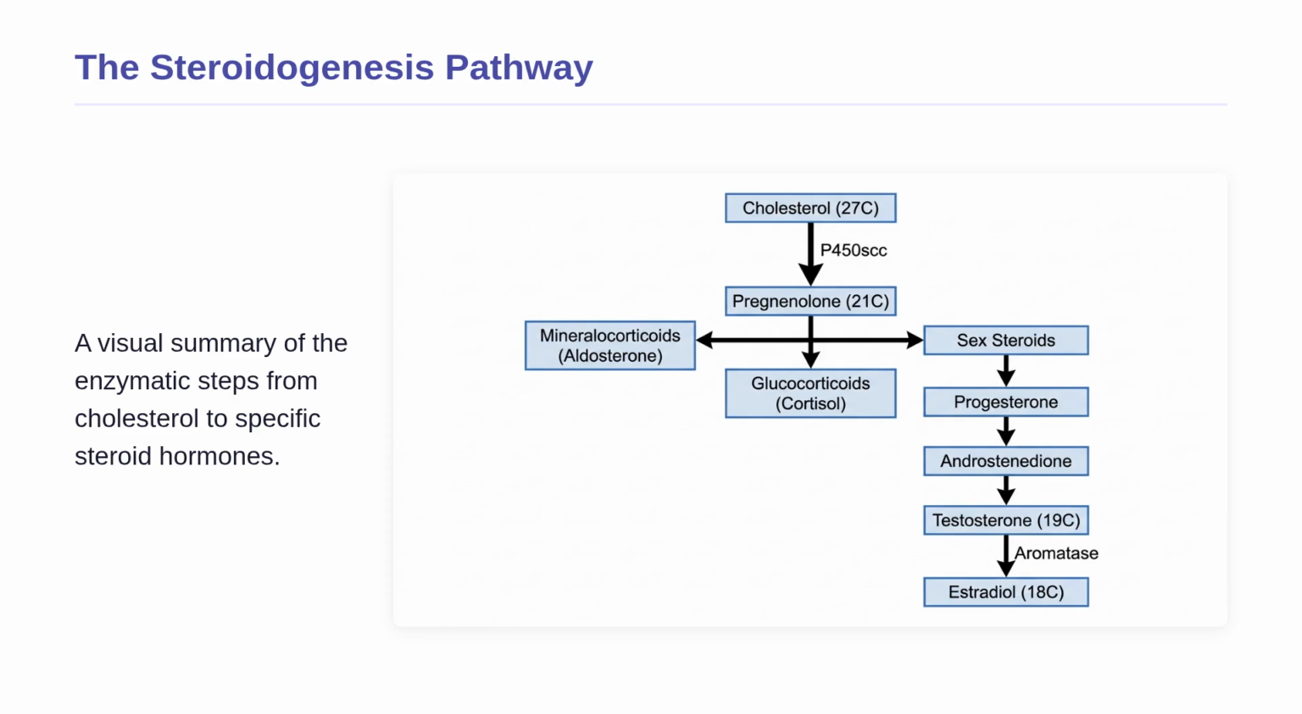Let us bring all of these steps together in this comprehensive pathway diagram. At the very top, you see our raw material, 27-carbon cholesterol. Notice the critical first arrow labeled P450SCC, which creates the universal precursor, pregnenolone. From there, the flowchart clearly splits into our 3 main branches. On the left, we have the mineralocorticoids, ending in aldosterone. In the center, the glucocorticoids, ending in cortisol. On the right, follow the sex steroids pathway, down through progesterone and testosterone. Finally, observe the very last step at the bottom right, where the enzyme aromatase converts 19-carbon testosterone into 18-carbon estradiol.